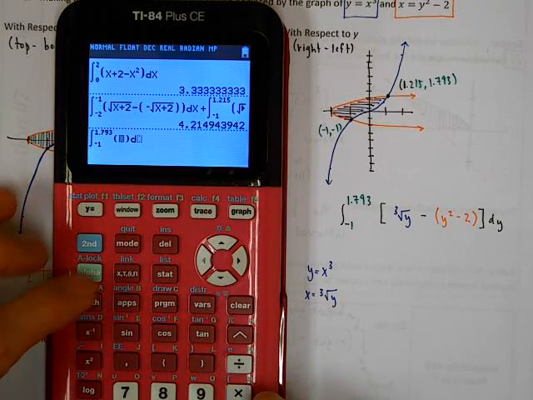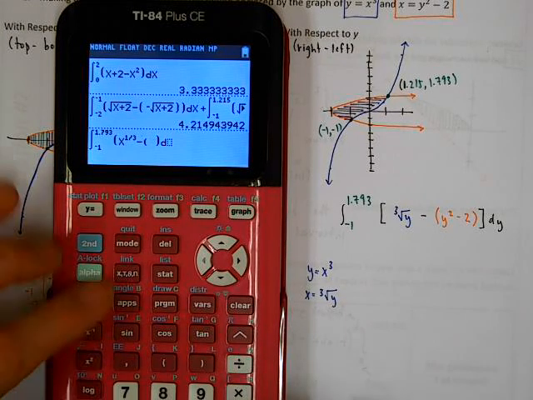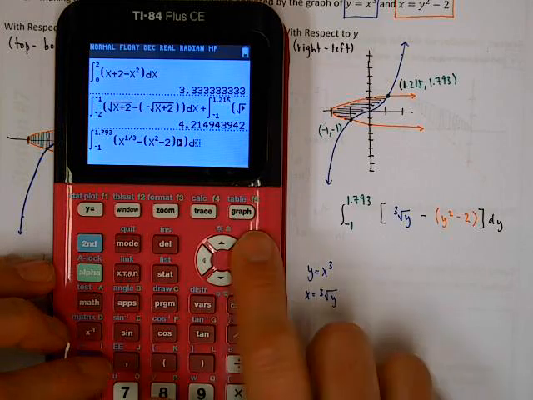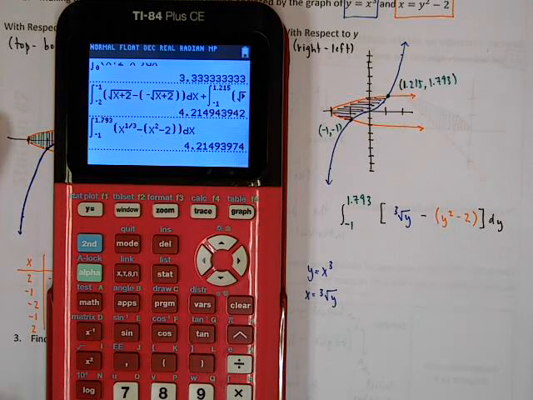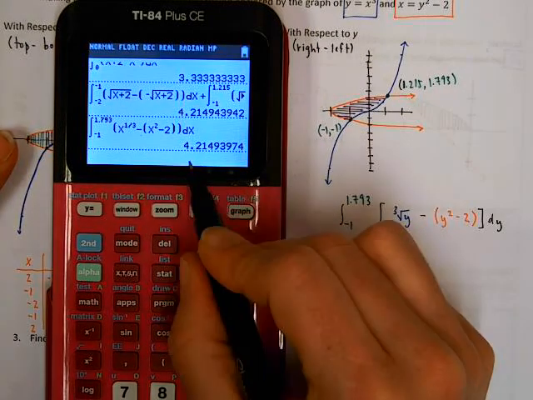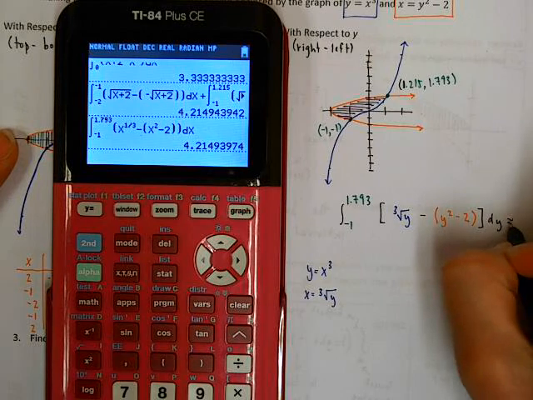Let's see, so the cube root of y, minus, y squared minus 2. My calculator's stuck. There we go. And we're still going to get 4.215.